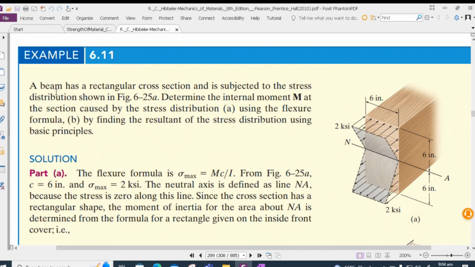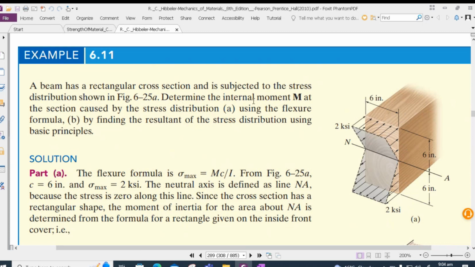So we are given a beam that has a rectangular cross section and is subjected to the stress distribution as shown. This is a rectangular stress distribution, this is a triangular stress distribution, and this shows maximum stress at the extreme fiber, which is furthest from the neutral axis. The stress magnitude is 2 ksi or 2000 pounds per square inch. The cross section of this element is 6 by 12 inches.